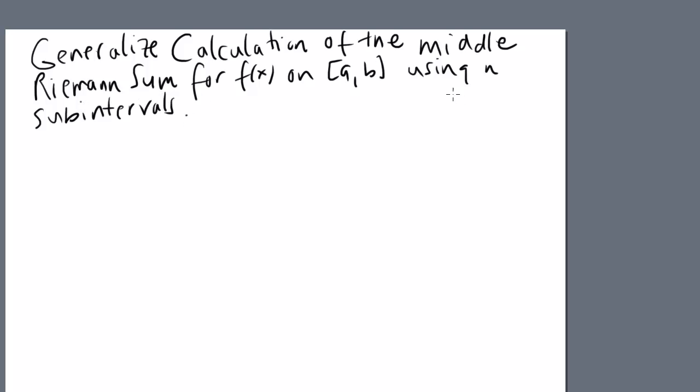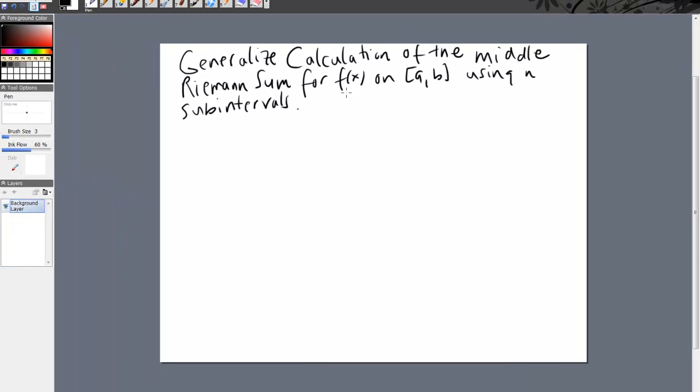If you remember from the last video, our f of x was x squared, the interval ab was minus 2 to 3, and we used 5 subintervals. In this video, we want to look at how to construct the middle Riemann sum for an arbitrary function on an arbitrary interval using an arbitrary number of subintervals.